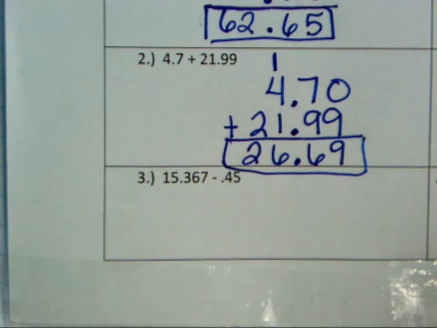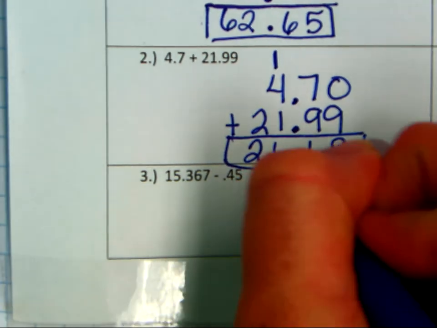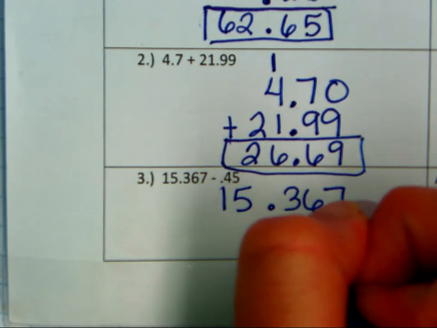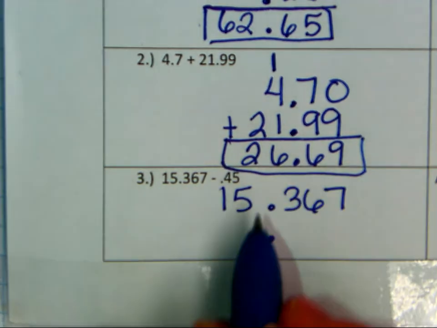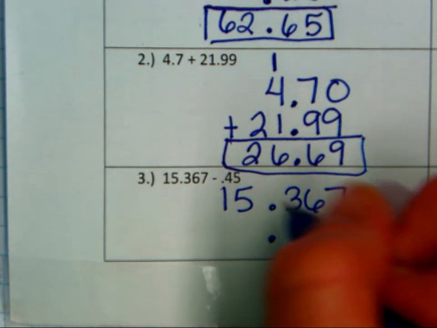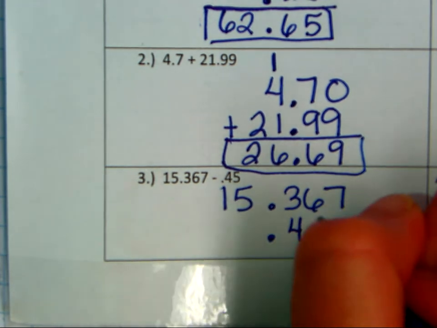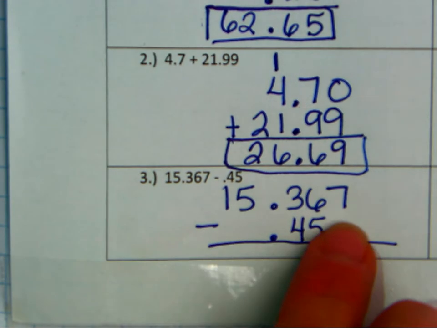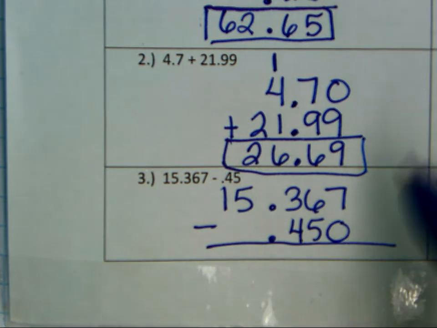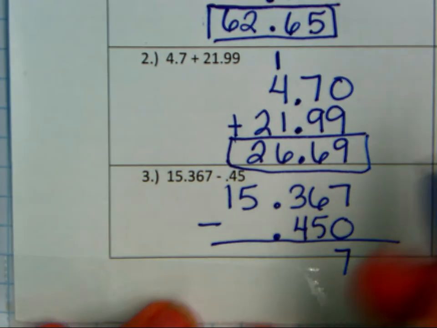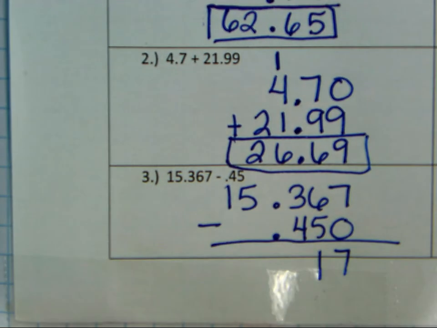So I'm going to take my number and I'm going to first start off with putting in my decimals and lining them up. So I've got decimal here, 15 and 367 thousandths minus 45 hundredths. Now my placeholder needs to go here because that's where I've got a hole. Alright, now I just subtract. 7 minus 0 is 7. 6 minus 5 is 1.